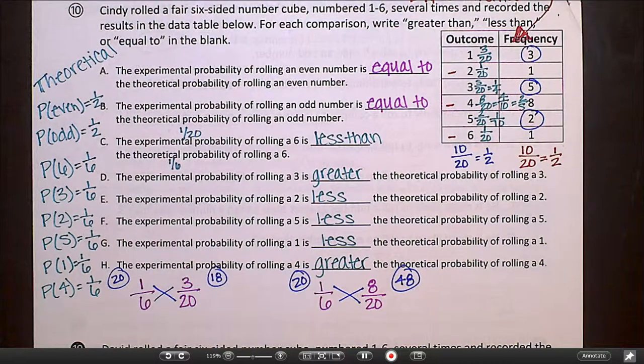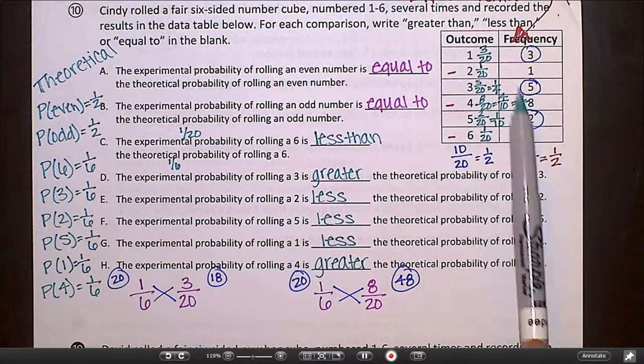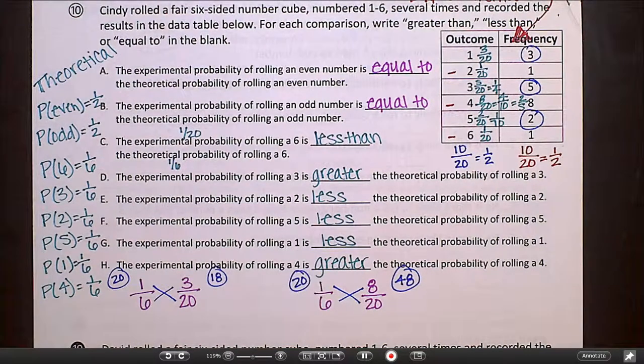So when you're doing this, don't get confused by all the words. Just sit down and really think about it. Compare each one. As you go through, if it's asking about a 3, figure out, okay, what's the experimental probability? What's the theoretical probability? And then just compare them. See which one's bigger.